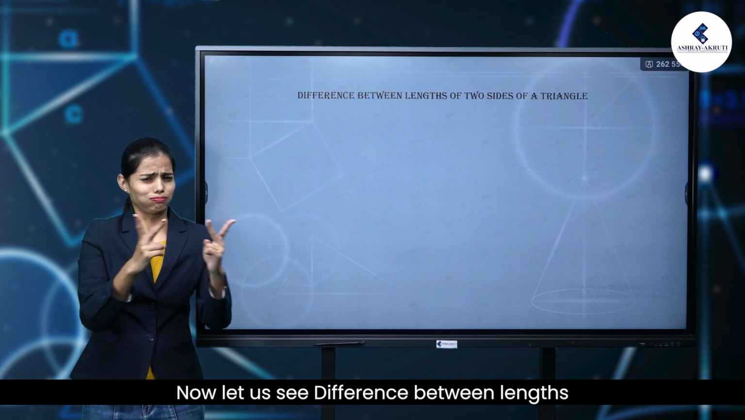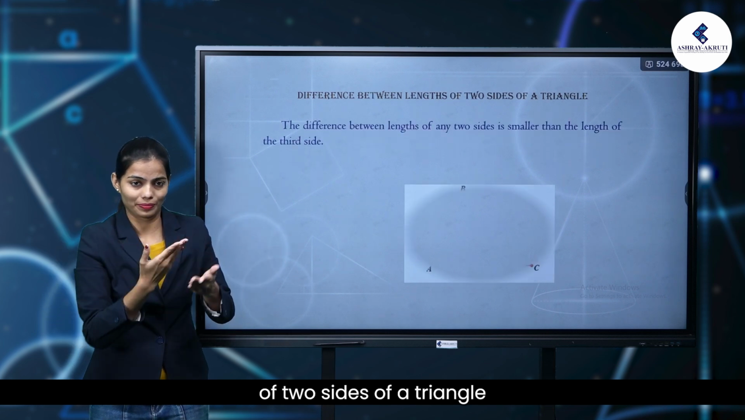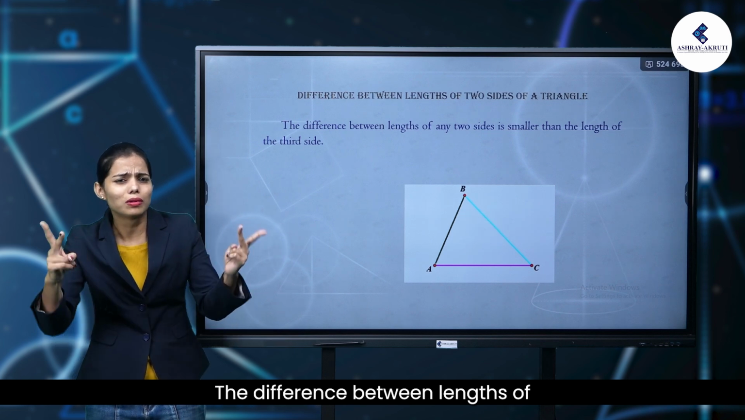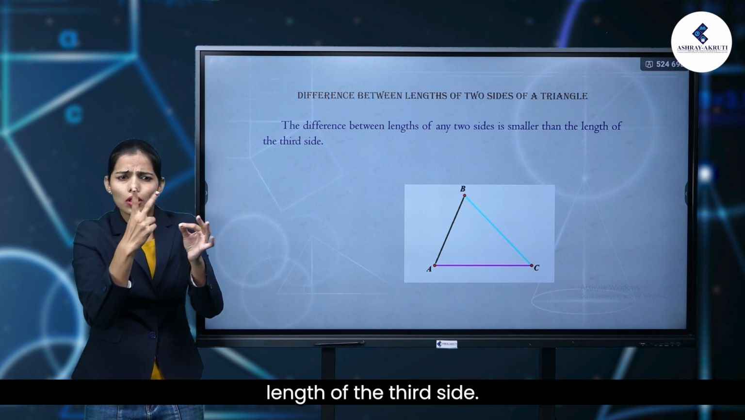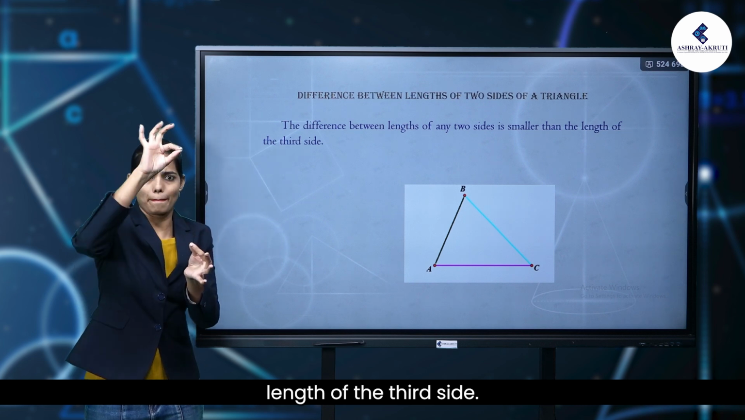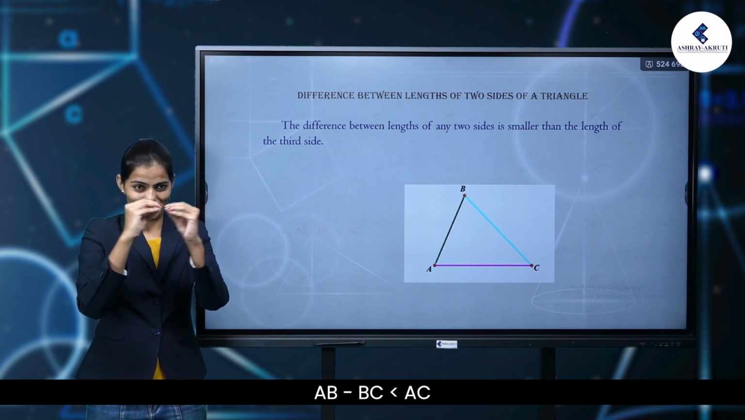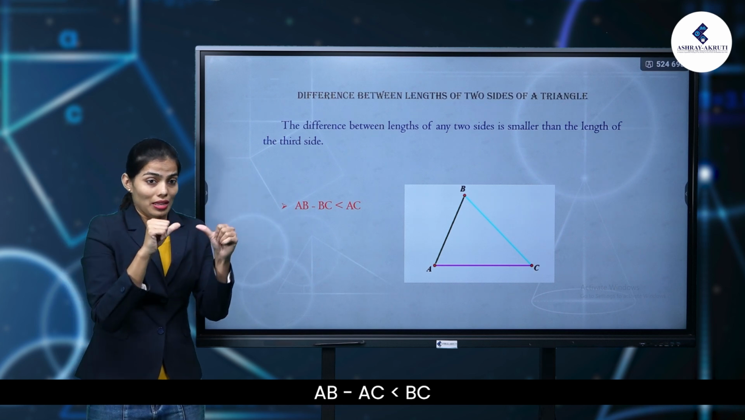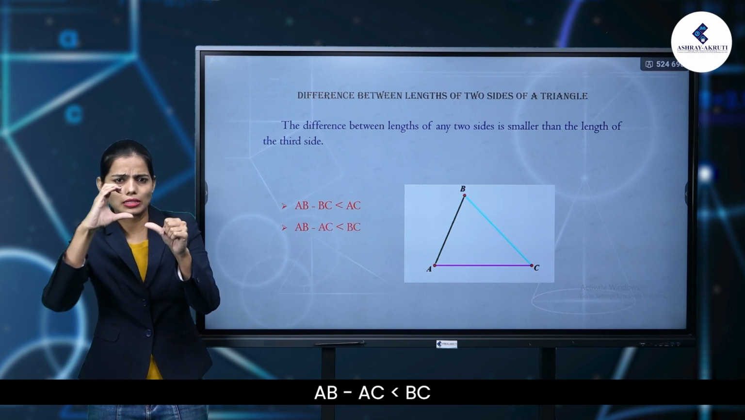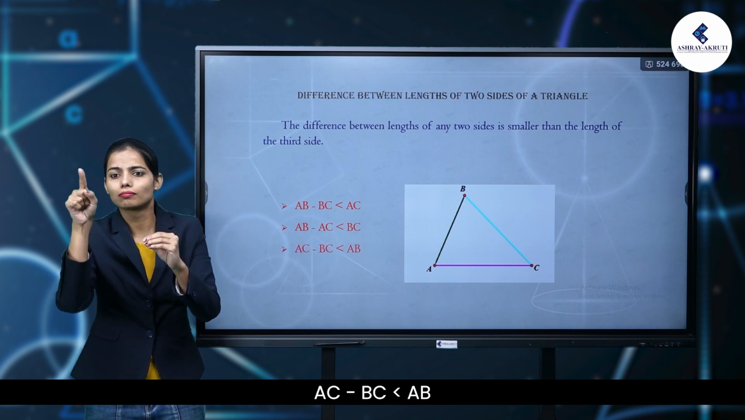Now, let us see the difference between lengths of two sides of a triangle. The difference between lengths of any two sides is smaller than the length of the third side. AB minus BC less than AC. AB minus AC less than BC. AC minus BC less than AB.